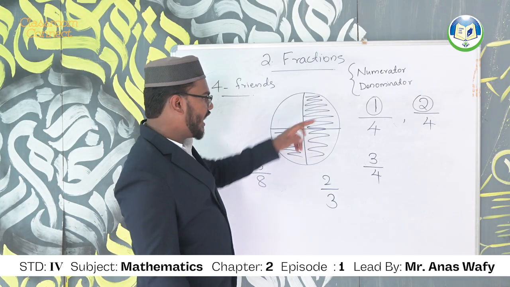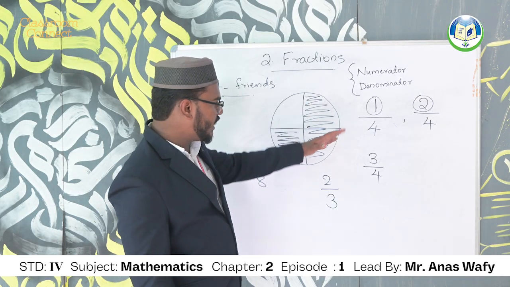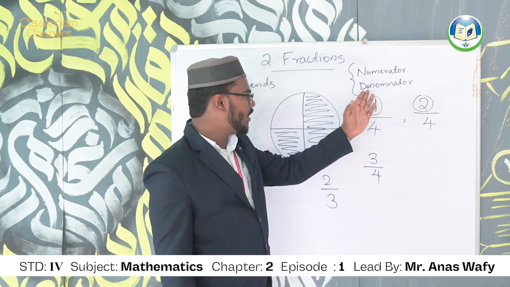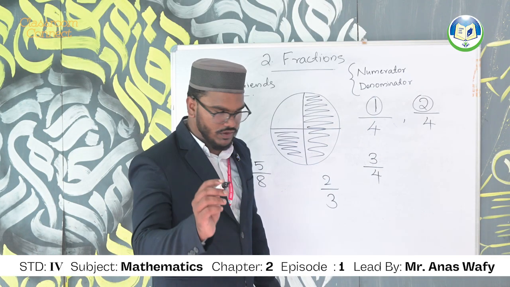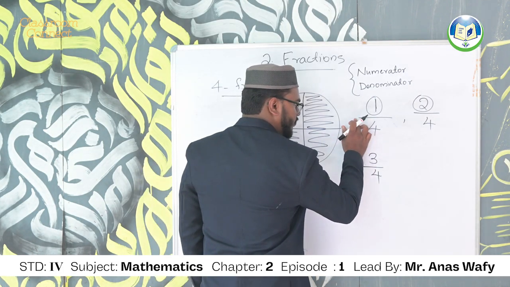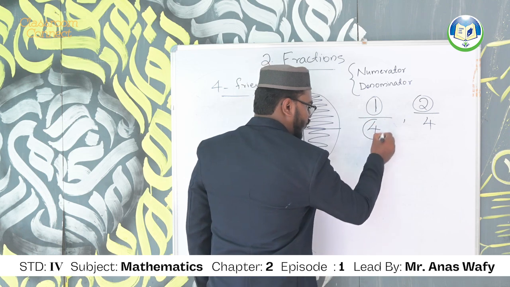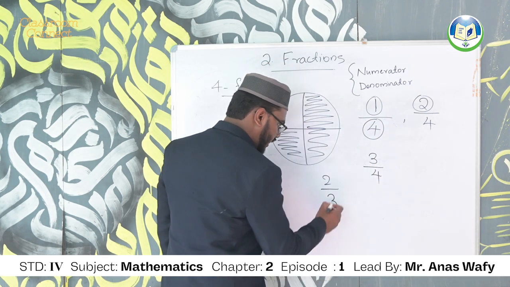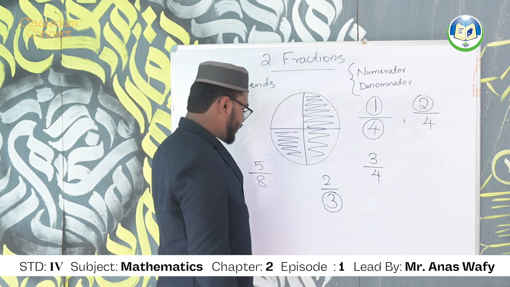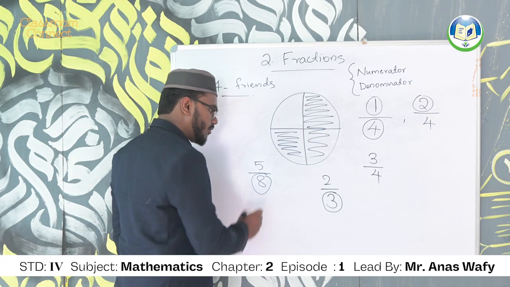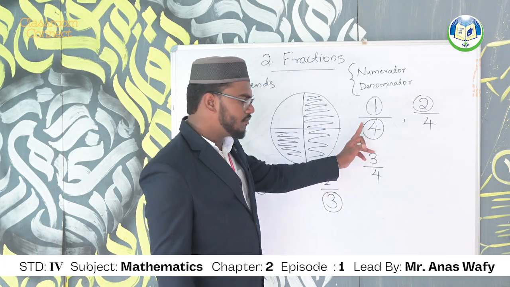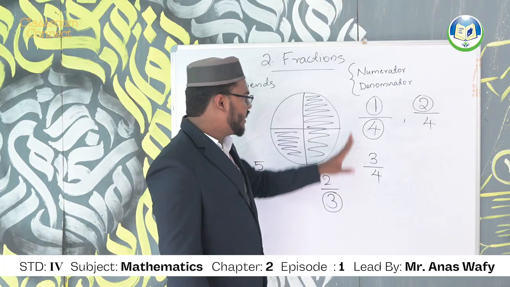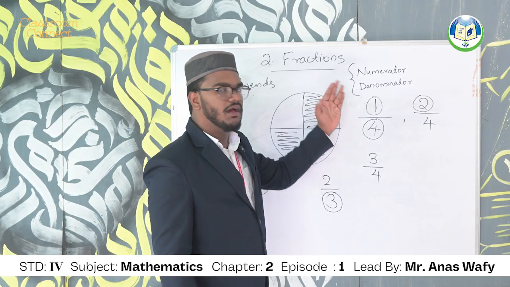Sorry, numerator. And what will be the denominator? If the number above the line is the numerator, what will be the denominator? Yes, very good. The denominator is the number below the line. Here the 4 is the denominator. Here the 3 is the denominator. Here 8 is the denominator. So denominator means the number below the line, and the numerator means the number above the line.